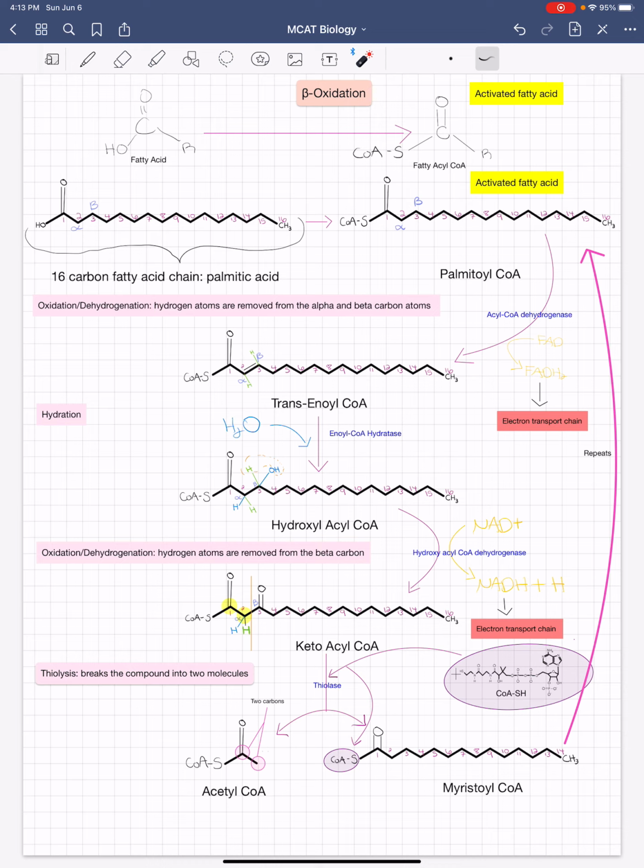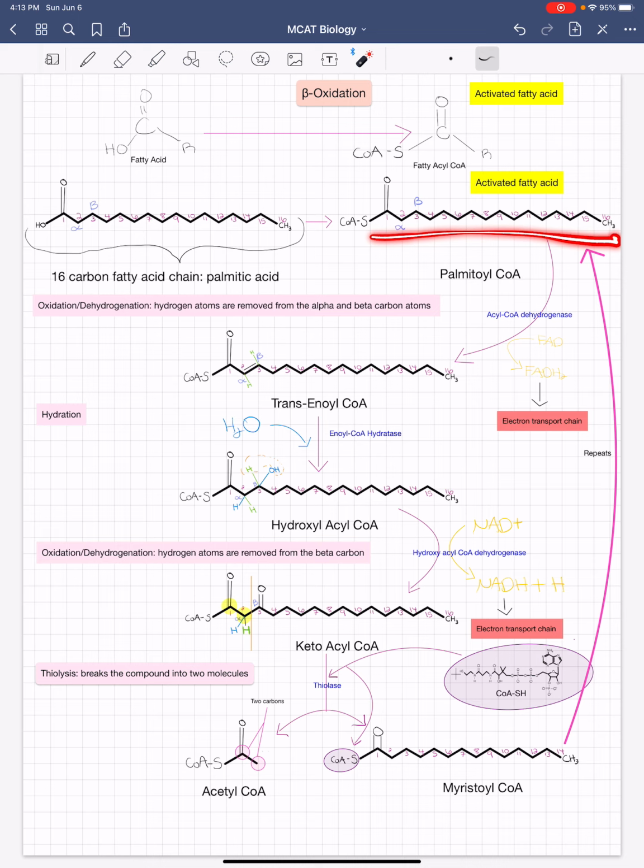This cycle repeats, shortening 2 carbons at a time until the product yields 2 acetyl-CoA molecules. This occurs when a 4-carbon acyl-CoA molecule undergoes beta-oxidation. In this tutorial, I will be using palmitoyl-CoA, a 16-carbon fatty acid molecule, to demonstrate this process.